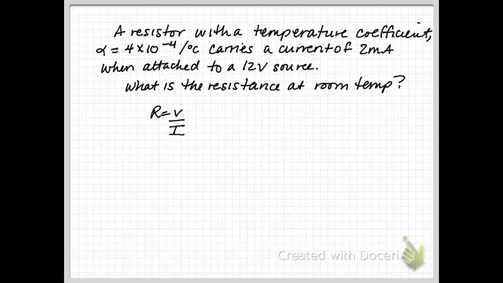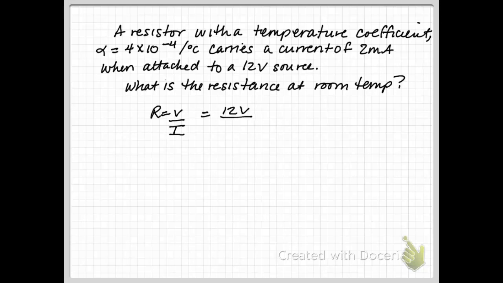Okay, so I have a little example of an Ohm's law problem, and then one that deals with the change in resistance with temperature. So we start off with a resistor that has a temperature coefficient, some material, of 4 times 10 to the minus 4 per degree C. And it's going to carry a current of 2 milliamps when it is attached to a 12-volt source. So this is a nice, straightforward Ohm's law problem.